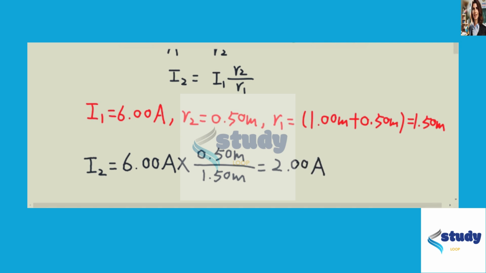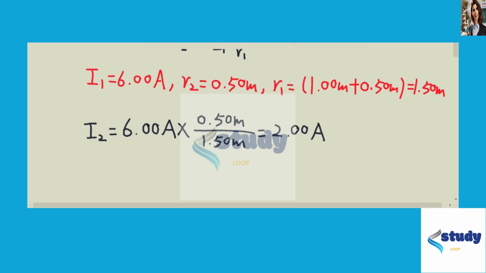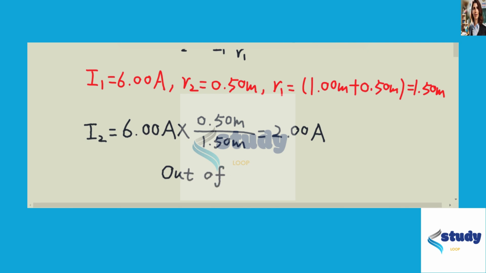And this will give us the magnitude of the current at wire 2, which is about 2.00 ampere. And since the direction of the current in wire 1 is into the page, that means the direction of the current in wire 2 should be out of the page. Let's say out of the plane, since the question used plane. Okay, so they say out of plane.